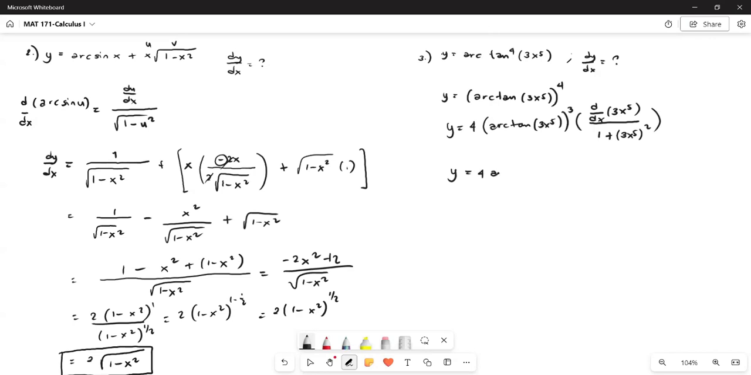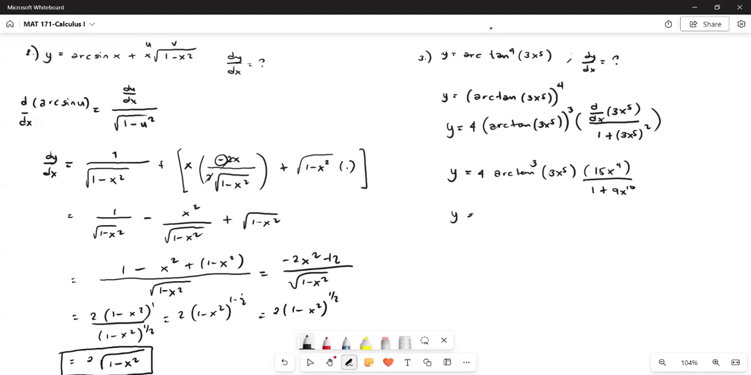So ito ay 4 arctangent of 3x raised to 5, all raised to 3. Huwag niyo kakalimutan yung grouping symbol para hindi kayo mamali. So derivative of 3x raised to 5 is just 15x raised to 4 over 1 plus 9x raised to 10. Kasi 3x raised to 5 raised to 2, naging 9x raised to 10. So simplify natin lang yung sagot natin. We will have y prime is equal to 4 times 3 times 15. Parang 12 times 15.